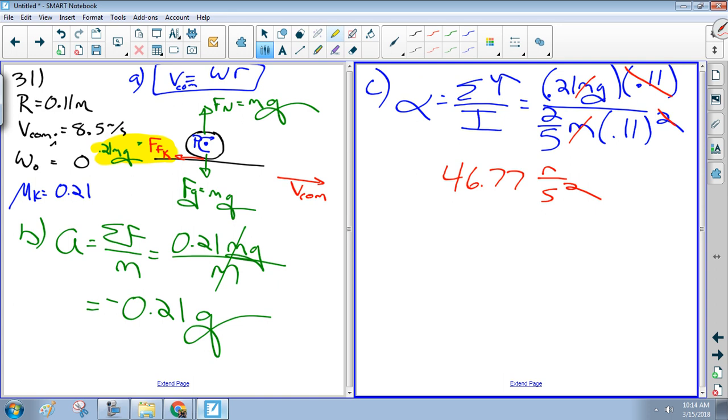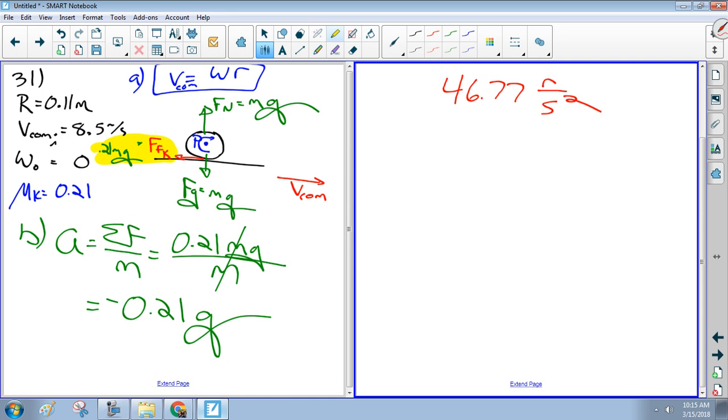Okay, I haven't really looked at this in a while either. So I did, the initial angular velocity is 0, plus the angular acceleration times time, and I multiplied by the radius. So part D. In parentheses, I put 0 plus 46.8t.